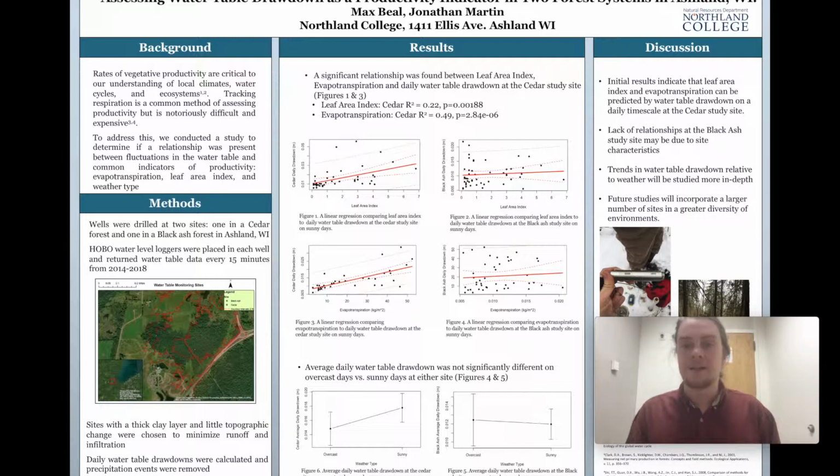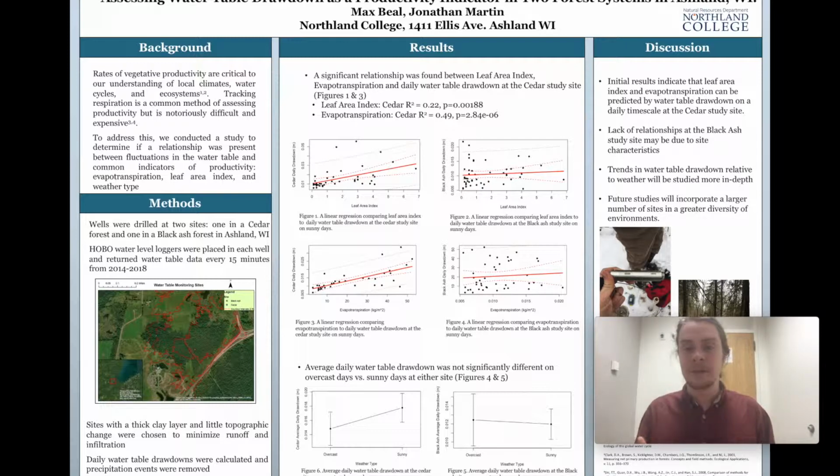So what does this all tell us? Well, our initial results indicate that leaf area index and evapotranspiration have a significant and positive correlation with our daily drawdown at our cedar study site. And so this gives us hope that in future studies, if we increase our sample size and get a greater diversity of sites, that we eventually might be able to start predicting some of these productivity indicators from water table drawdown. But before we do that, one of the things we want to figure out too is why we saw this lack of relationship at the black ash study site.